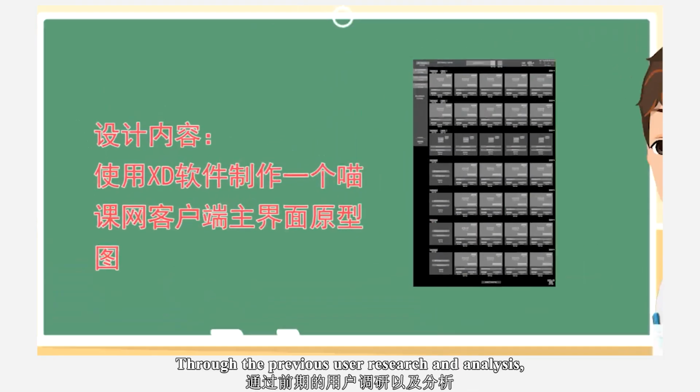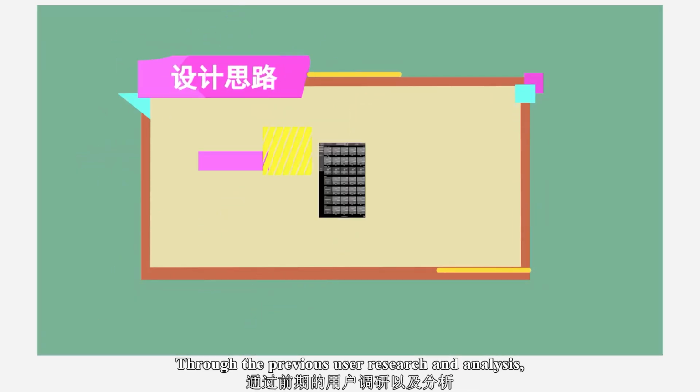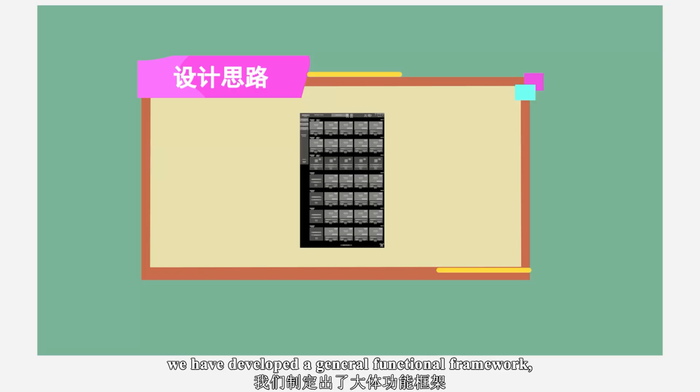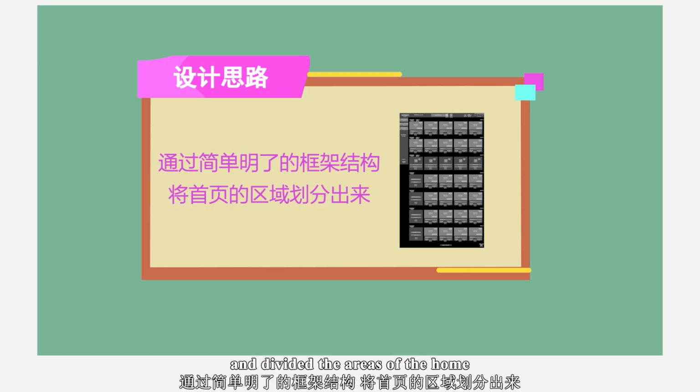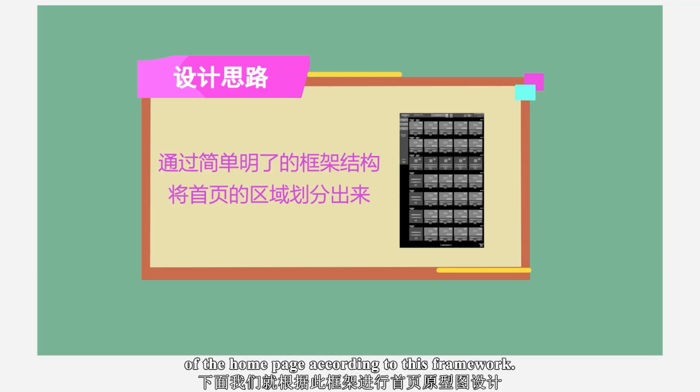Let's use Adobe XD software to create a prototype of the main interface of the Miaoke One client. Through the previous user research and analysis, we have developed a general functional framework and divided the areas of the home page through a simple and clear framework structure. Now let's design the prototype of the home page according to this framework.